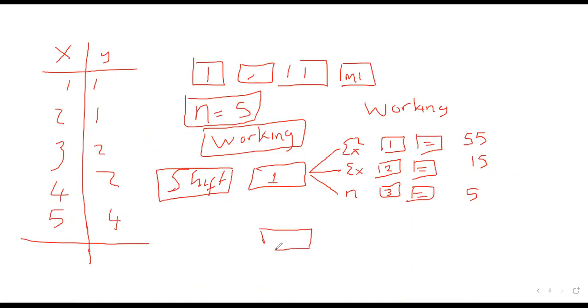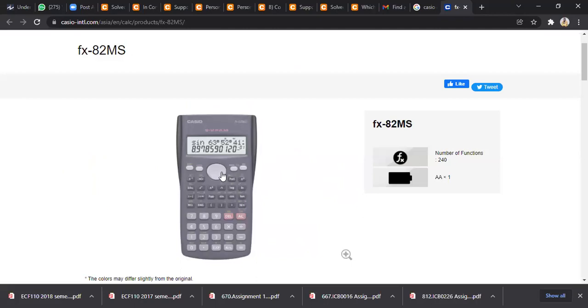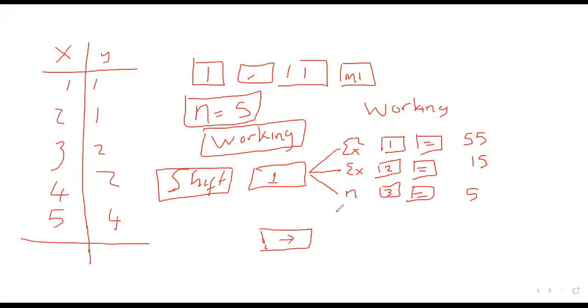after you press shift 1, you go to the right arrow, this shape here. You can press it to show you what is on the other page. So it will show you summation of y squared, summation of xy. So on 1, that is y squared, on 2, that is xy.